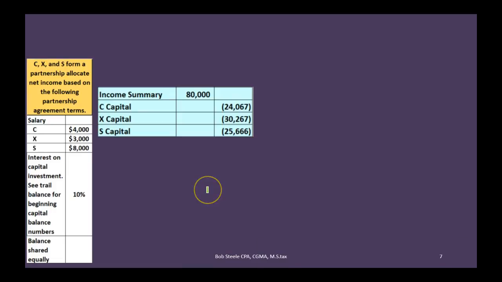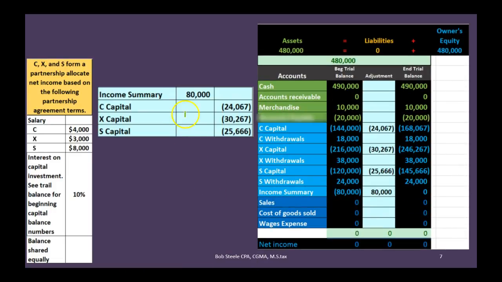So let's take a look at what that would look like then. We have the income summary is now going to go down to 0. That's the normal process in the third step of the 4-step closing process. And now we're going to allocate to the capital accounts in accordance with the worksheet we just took a look at. So we're going to say that C's capital account is going to be credited, making it go up. It's a credit balance, and it's going to go up by the 24.67 to the 168.67.